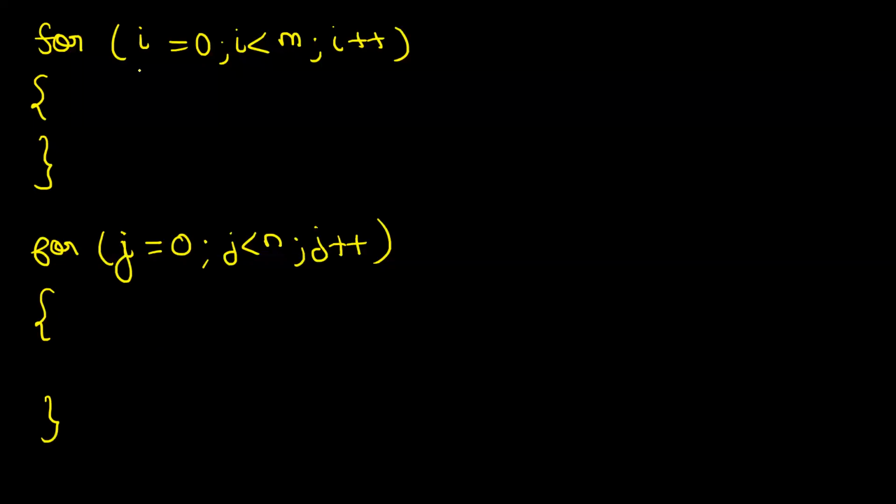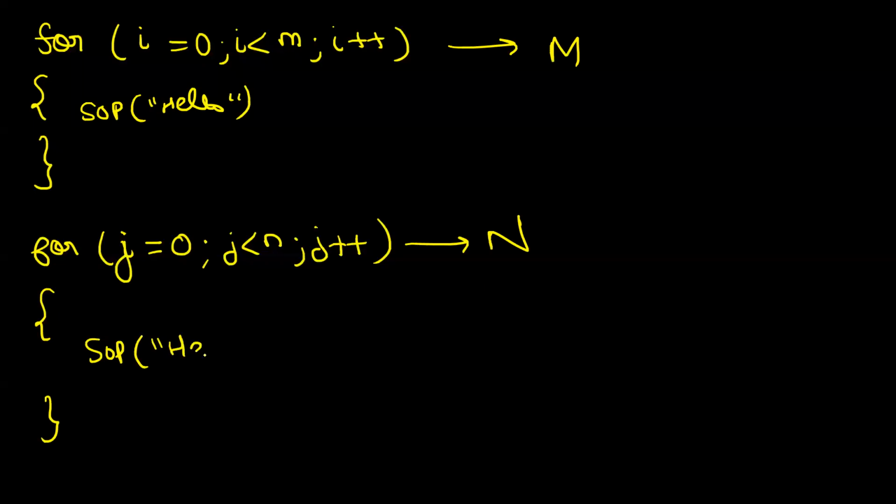Can anybody tell me the time complexity of this code, the worst case time complexity? Anybody? M plus n. Okay, so how do I understand this? How many times will this loop run? This loop will run for m times, and this loop will run for n times. If you write SOP hello here, this will print hello m times. And if you write SOP hello here, this will print hello for n times.